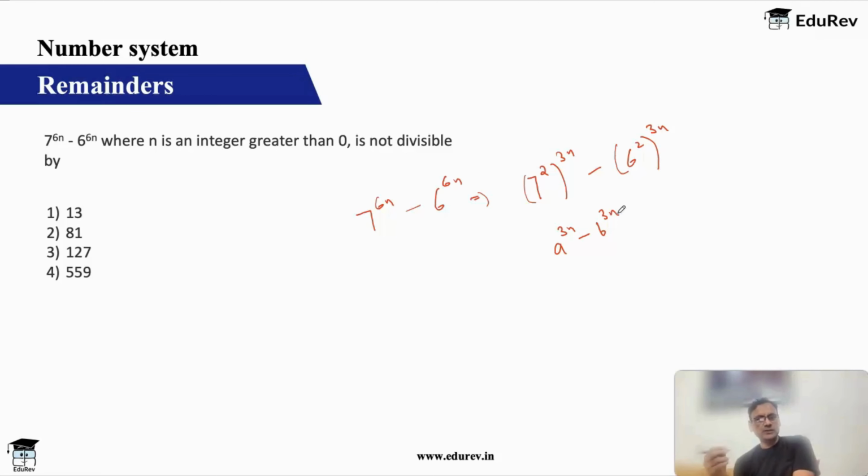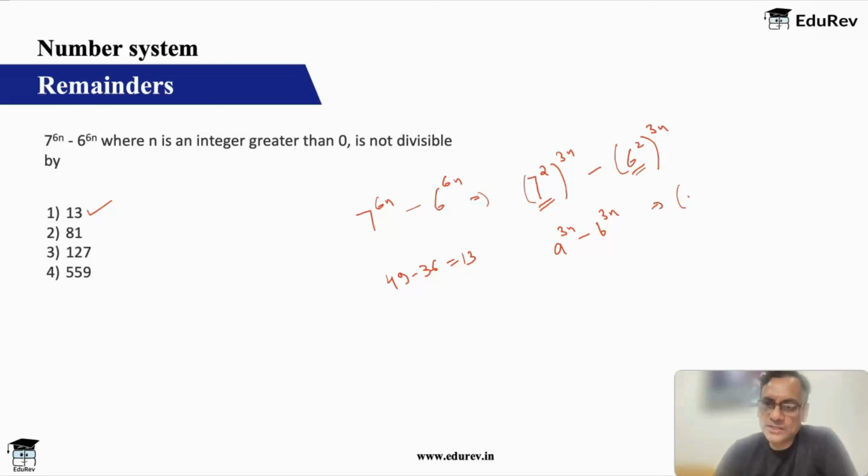Now depending on the value of n, this can be even or this can be odd, but you know that a to the power n minus b to the power n will always be divisible by a minus b. So this is a, this is b. a minus b is 7 square, which is 49, minus 36, which is 13. So it is always divisible by 13. That is for sure. Whether it will be divisible by a plus b or not, I don't know. a minus b, though, is always correct.